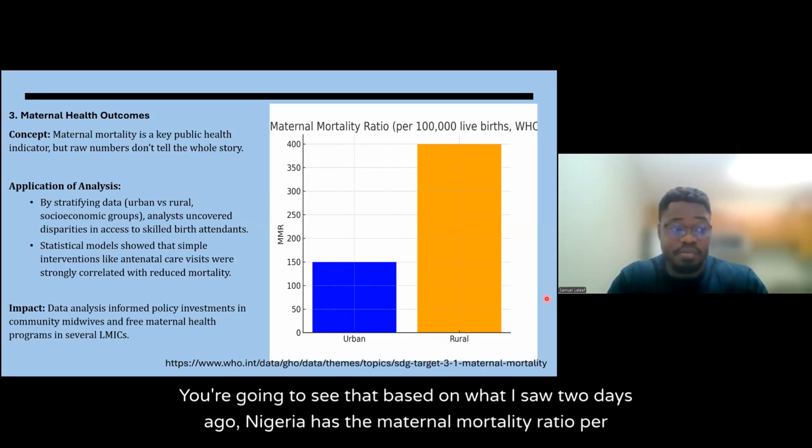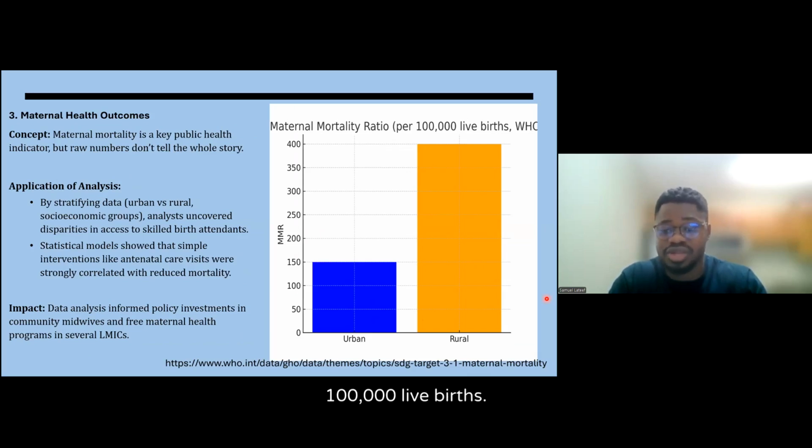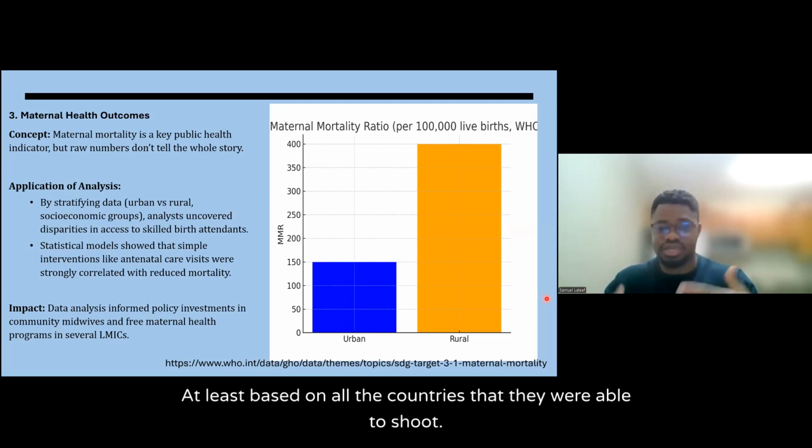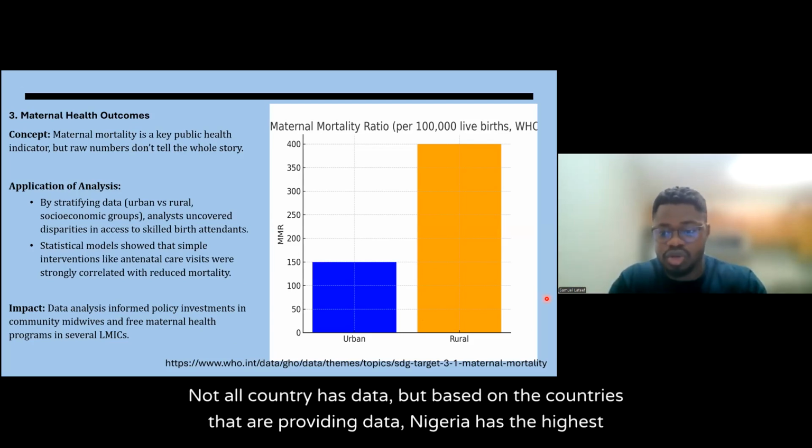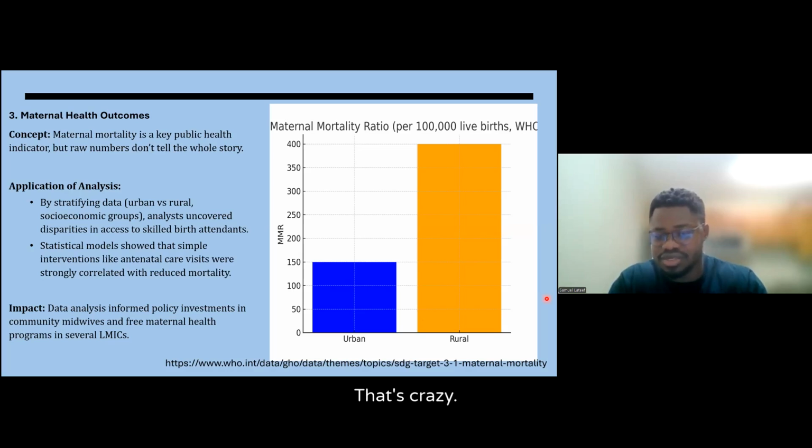For example, according to the WHO Global Health Observatory, if you go there right now, you're going to see that, based on what I saw 2 days ago, Nigeria has the highest maternal mortality ratio per 100,000 live births, at least based on all the countries that they were able to show. Not all countries have data, but based on the countries that are providing data, Nigeria has the highest maternal mortality ratio. That's crazy. That is 1 in every 100 births, the mother dies.